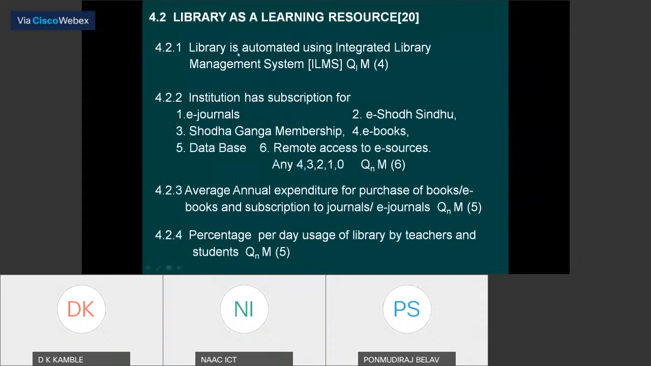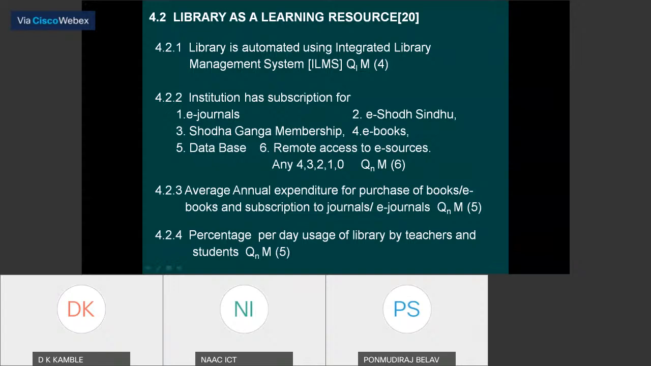Example, library is automated using integrated library management system. For that, this is QlM. The institution has given the descriptive answer. Whether the institution has a subscription for e-journals or Shodh Sindhu, Shodh Ganga membership, or e-books, database or remote access, whatever specialty they have out of the six, that document is also required. That document or a screenshot of the documents is required for this metric.